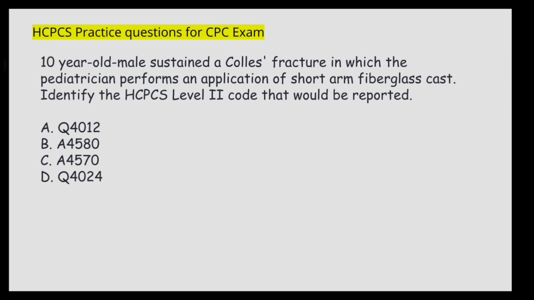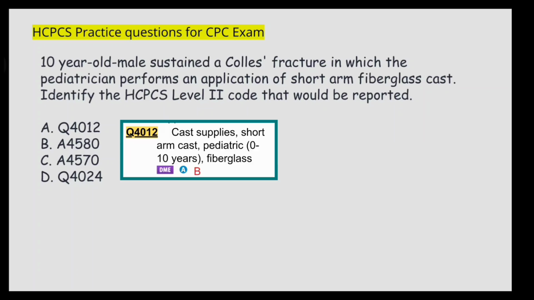Read the question. 10-year-old male sustained a Coles fracture in which the pediatrician performs an application of short arm fiberglass cast. Identify the HCPCS Level II code that would be reported. Let us check the options. Check option A, Q4012. Q4012 is for cast supplies, short arm cast, pediatric, 0 to 10 years, fiberglass.